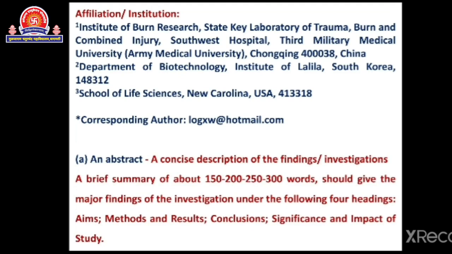Then after affiliation, what we write next in the paper is an abstract. What is an abstract? An abstract has to be written in limited words. This is according to the journal guideline we have to write. Some journals give a limit of 150, 200, 250, and approximately 300 words. So what is an abstract?